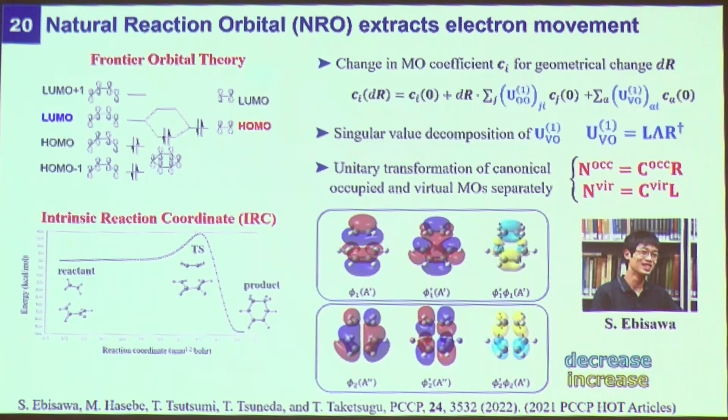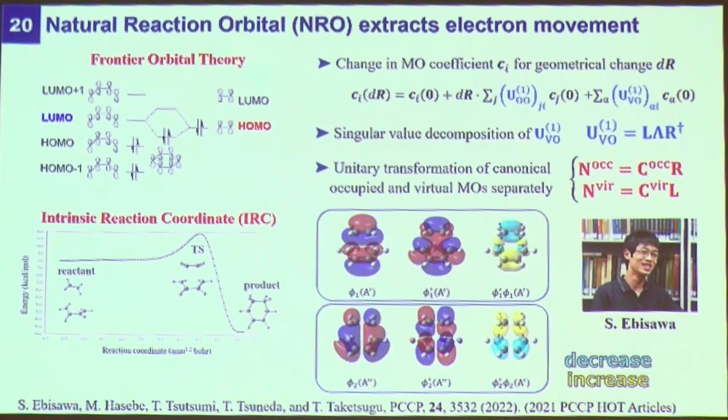But our natural reaction orbital focuses on the change of orbital. So I will explain a little bit about that. Molecular orbitals change along the reaction pathway. So Ci is the molecular orbital coefficient, 0 is for a given geometry, and Dr indicates a slight geometrical change. So the molecular orbital changes like this, and this is first order, and this molecular orbital change is represented by the mixing of other orbitals, other occupied orbitals and other virtual orbitals.